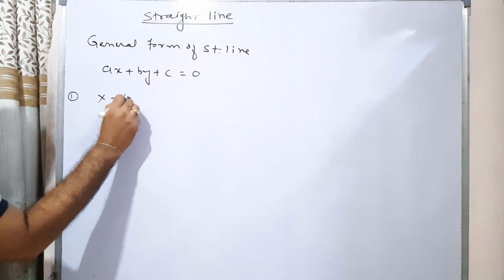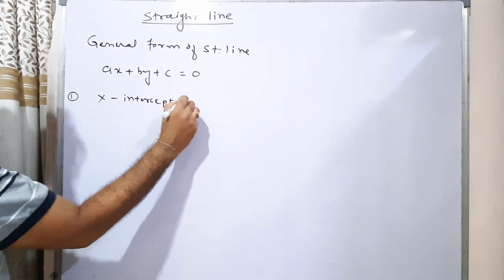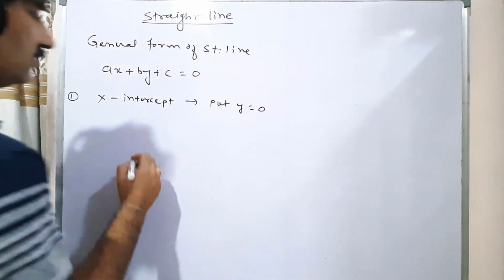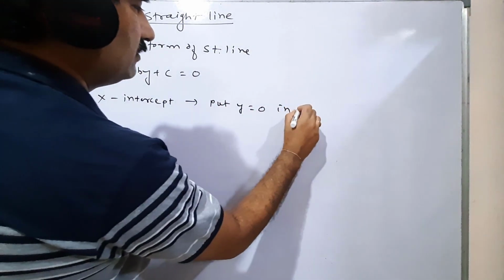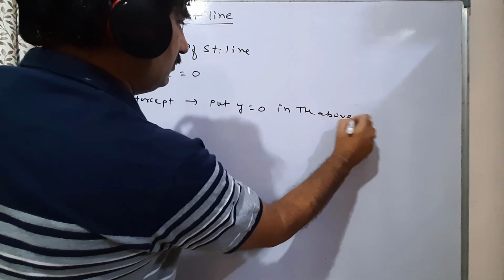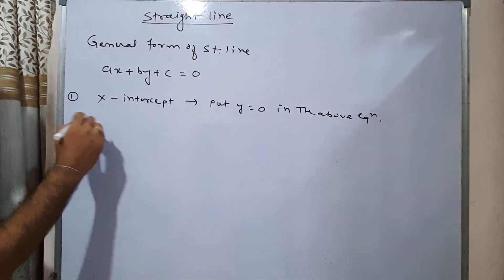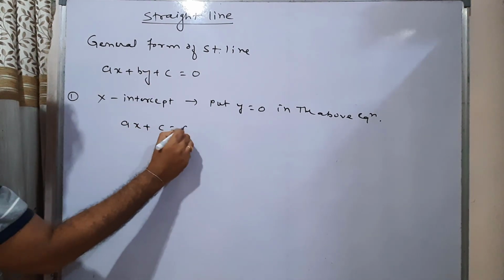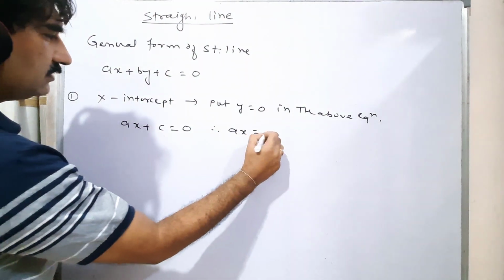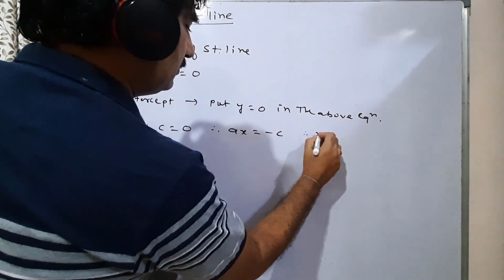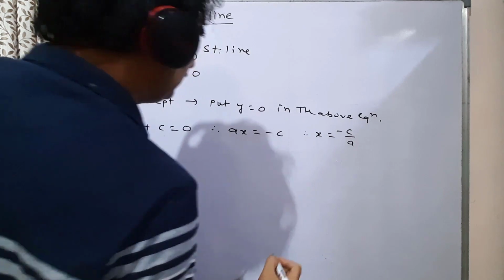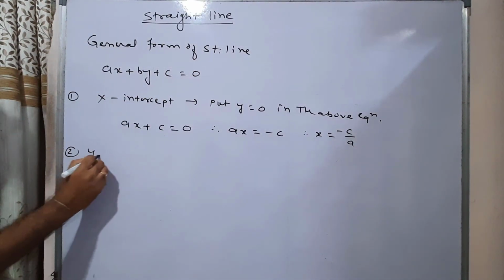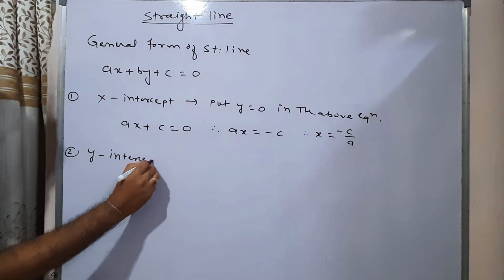What is x-intercept? X-intercept means we substitute y equal to 0 in the above equation. So when we substitute y equal to 0, we get ax plus c equal to 0, that is x equal to minus c upon a. This is called x-intercept.